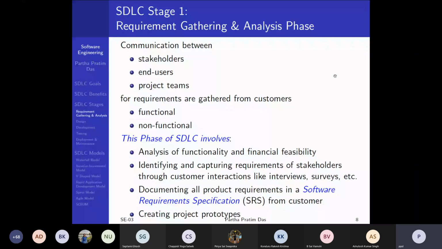So first, the requirements gathering and analysis phase, which has to happen. This is the most unstructured phase, because this has to happen through communication between stakeholders, end users, and project teams. Stakeholder is typically the customer who is paying for the project, right? But stakeholders could be more. Stakeholders could be partners of the customer. Stakeholders could be regulatories.